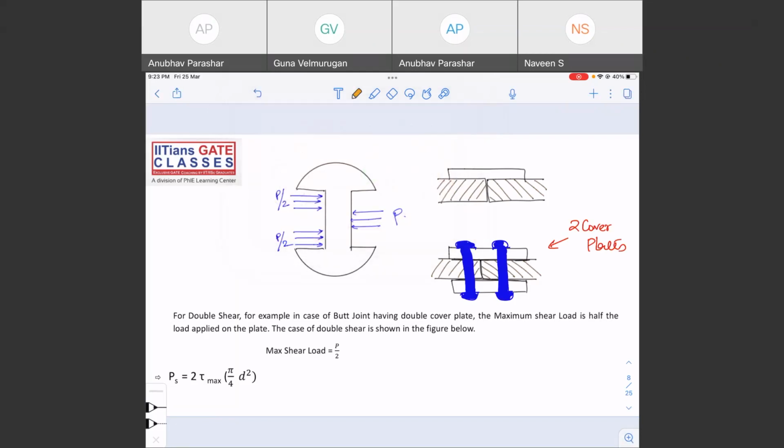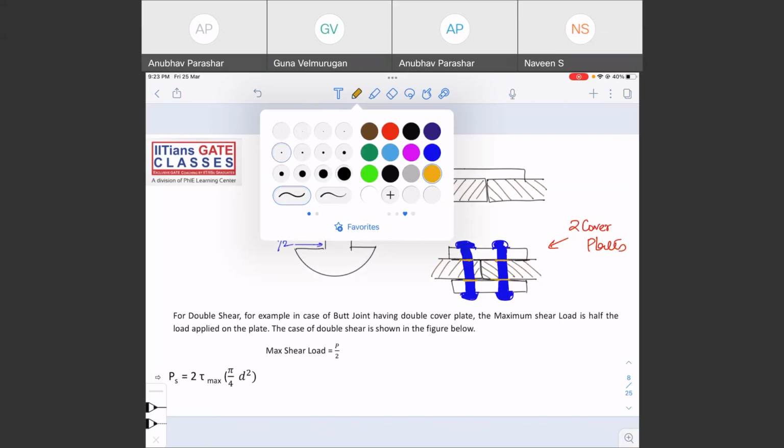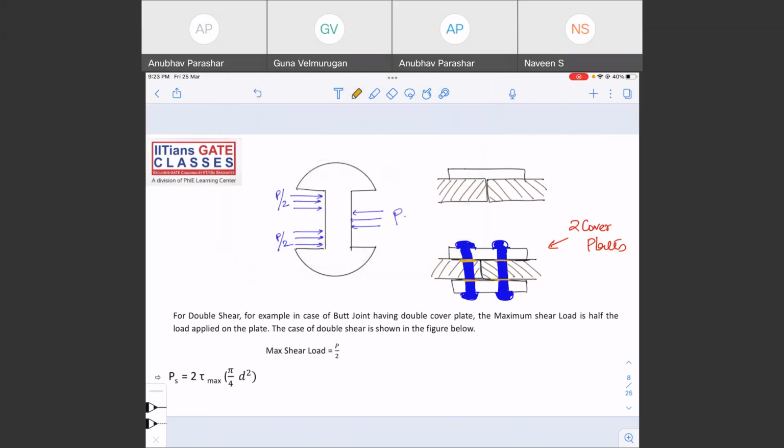The possibility is that if shearing has to happen, then it has to happen in both the places, right? It is not possible for the rivet to fail with only one shear. Shearing has to happen here as well as here. Only then the rivet is going to fail. So it means the overall strength of the riveted joints has increased, right?